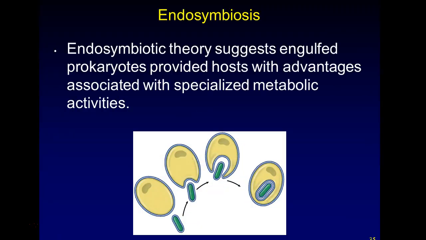So there's an evolutionary theory about endosymbiosis. The endosymbiotic theory suggests that engulfed prokaryotes provided hosts with an advantage. So let's just call this vague picture, this is a prokaryote, this is our chloroplast. And what was thought is that it was an evolutionary advantage for these prokaryotes to engulf the chloroplast, same with the mitochondria, so that one, they could make their own food, and two, they could have energy.